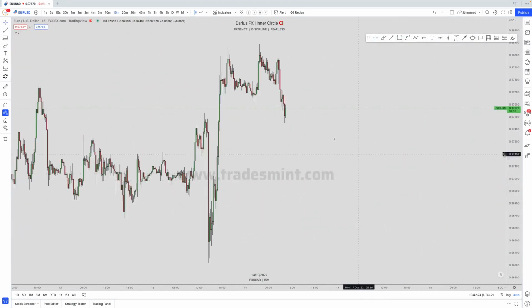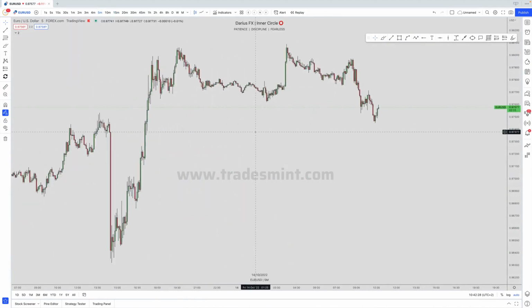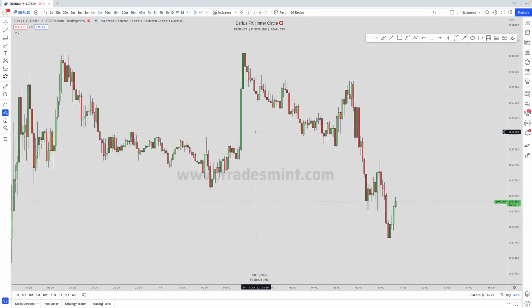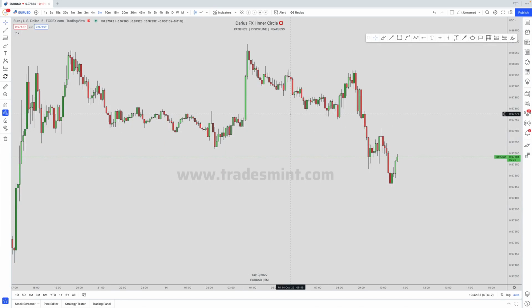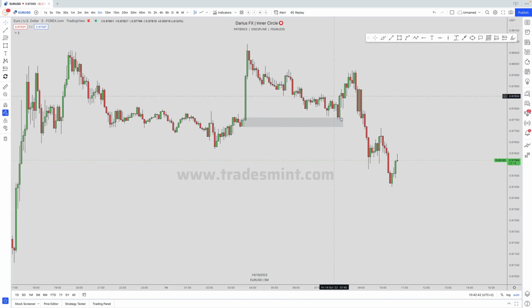Let me show you another clean example from today. What do we see here? For instance, if we need to map out some OBs, many would say this is an OB. This is a valid OB. And as you can see, it really worked out. It really worked out, but only a little bit.